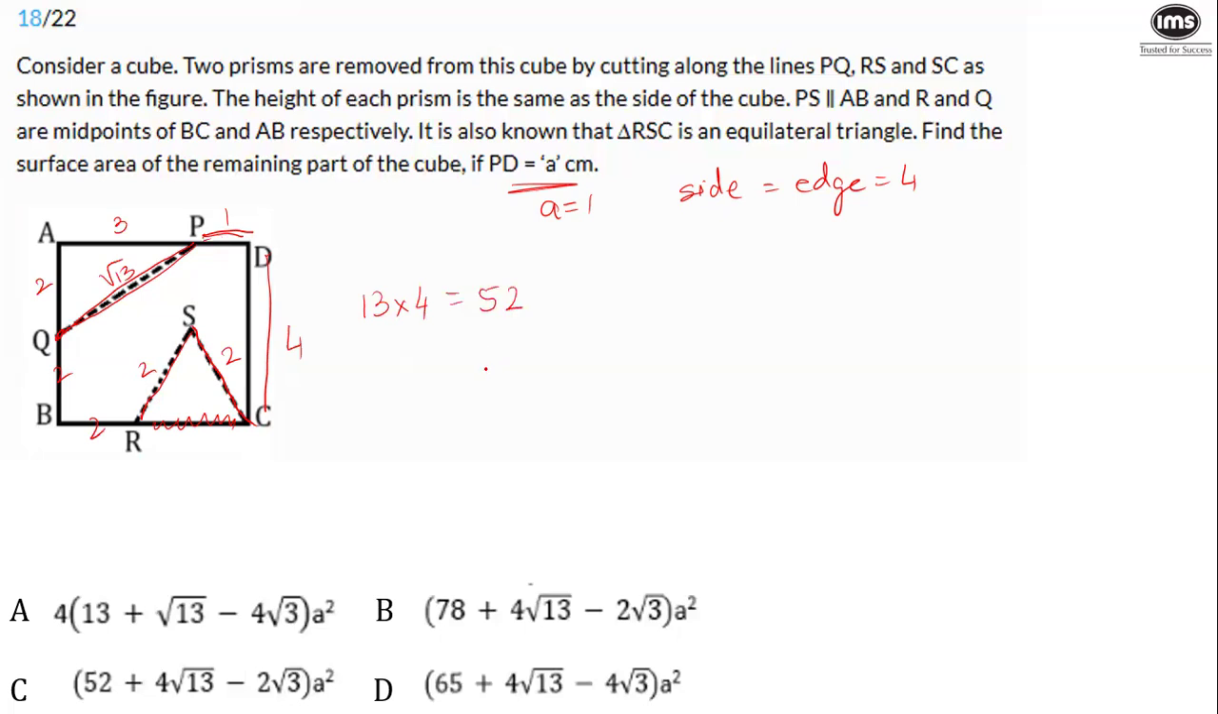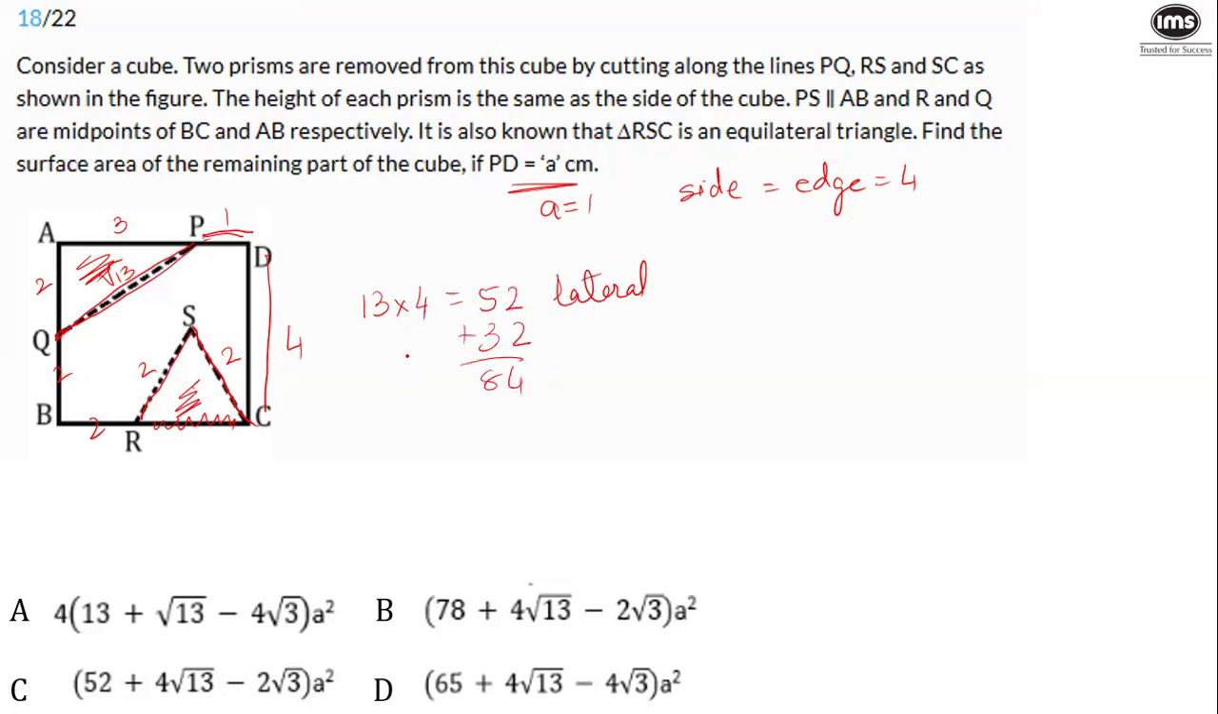The lateral surface area we have calculated. Remember, this is the lateral. Now what happens to the top and bottom surface? The top surface is 4 by 4, 16, from which these two parts have been cut away. So 16 plus 16, 32. If I add to the lateral surface, I have 84.